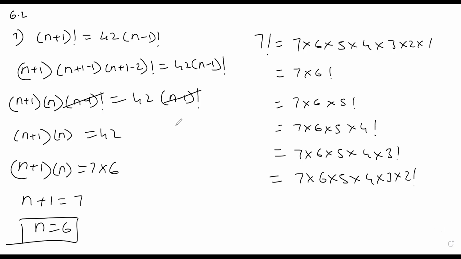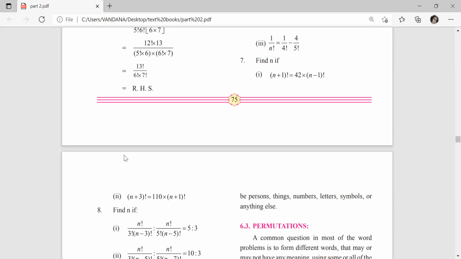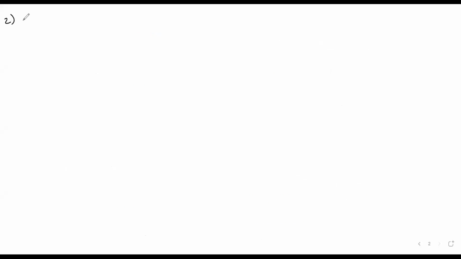फाउंडेशन में भी इस तरह के सम्स काफी बार आते हैं. Then the next one, (n plus 3) factorial is equal to 110 into (n plus 1) factorial.